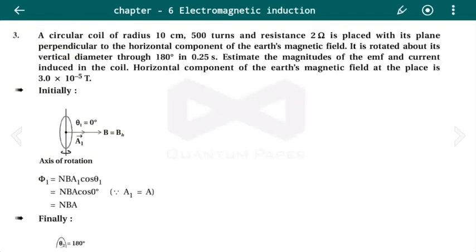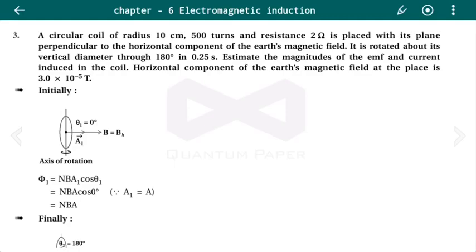Now illustration number 3. A circular coil of radius 10 cm, 500 turns and resistance 2 ohm is placed with its plane perpendicular to the horizontal component of the Earth's magnetic field. It is rotated about its vertical diameter through 180 degree in 0.25 second. Estimate the magnitudes of the EMF and current induced in the coil. Horizontal component of the Earth's magnetic field at the place is 3 into 10 raised to minus 5 Tesla.